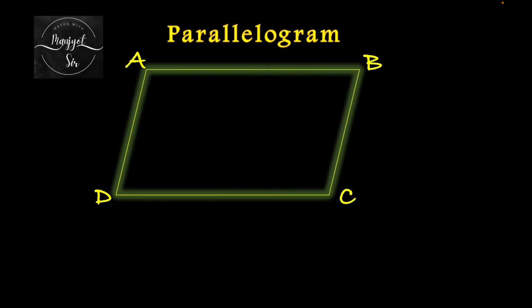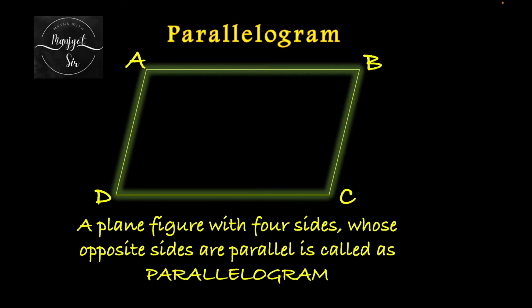See, if you observe this quadrilateral ABCD, the opposite sides AB and DC, observe AB and DC very carefully. These opposite sides are parallel to each other, and similarly if you observe AD and BC, these are also the opposite sides and they are parallel to each other. So a parallelogram is a quadrilateral, or you can say it is a plane figure with four sides, whose opposite sides are always parallel. So any quadrilateral, any four-sided closed figure whose opposite sides are parallel to each other is called a parallelogram.